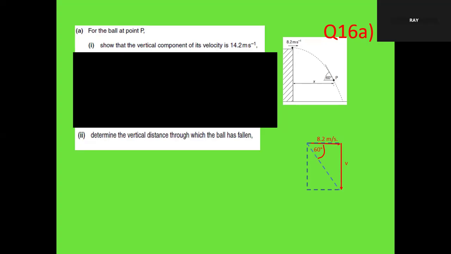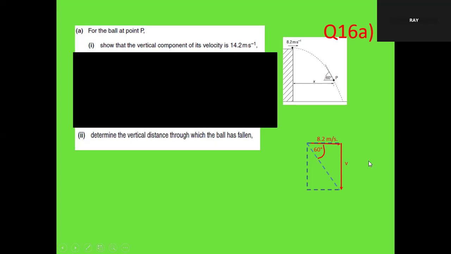Start by finding the time. How to find the time? You've got no height. Redrawing the diagram: horizontal velocity is given, and 60 degrees is given. So calculate the vertical component now.